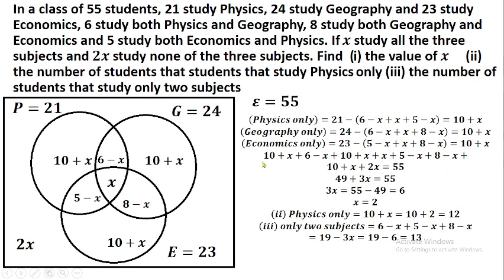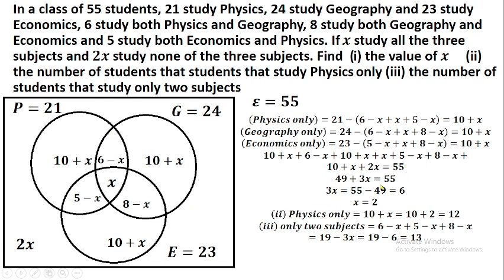And that's what you have in here: 10 plus x, plus 6 minus s, plus 10 plus x, plus 5 minus x, plus 8 minus s, plus 10 minus 10 plus s, then plus 2x is equal to 55. That is, you have added the union of this and this and this together to give 55.